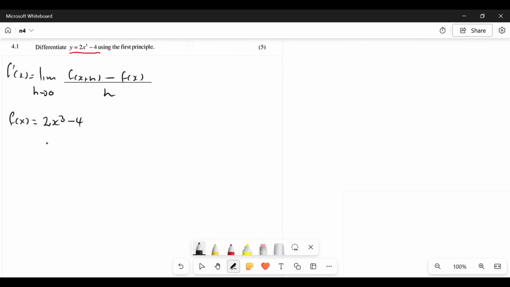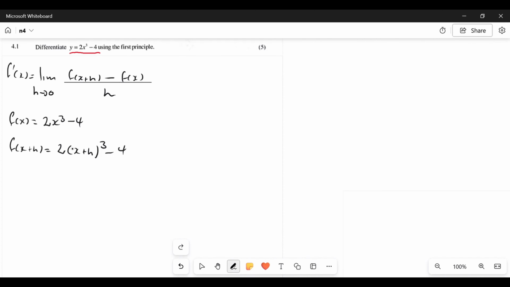So what we need to find here is our f of x plus h. f of x plus h is equal to 2, and wherever there is x, we have to substitute with x plus h. So 2 times open bracket x plus h close bracket to the power of 3, let's not forget this has the power of 3, minus 4. There we go. This is how we find our f of x plus h. But we are not done here. We need to factorize this part, open bracket x plus h close bracket to the power of 3.